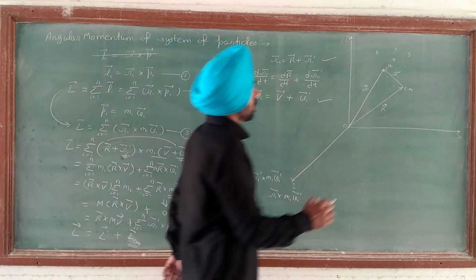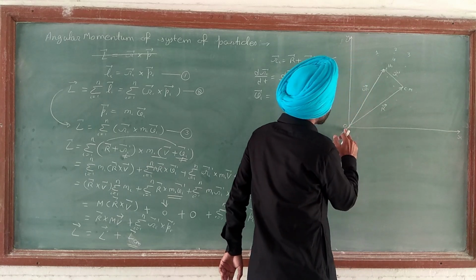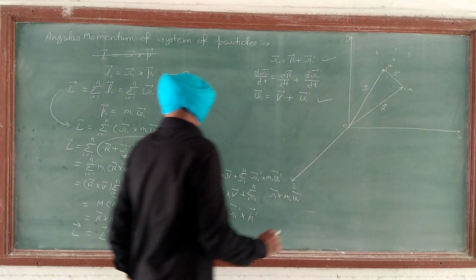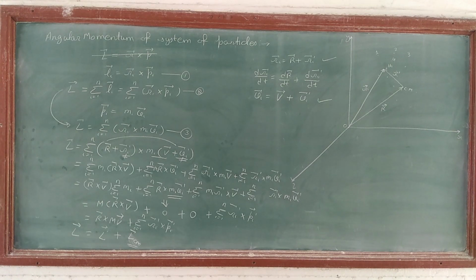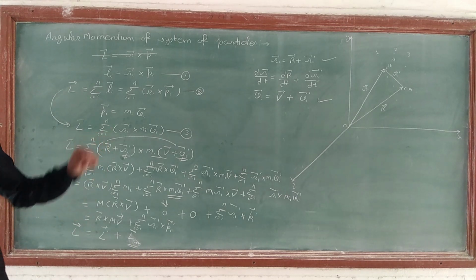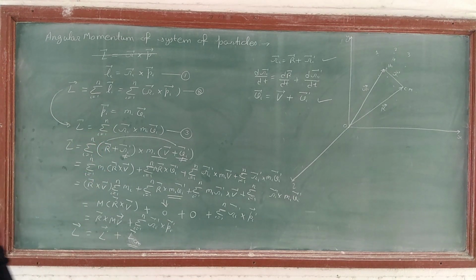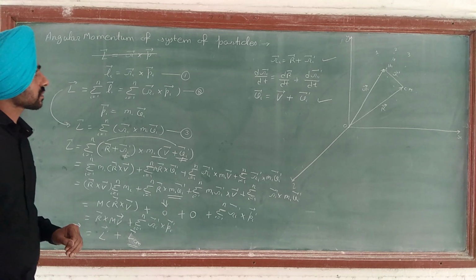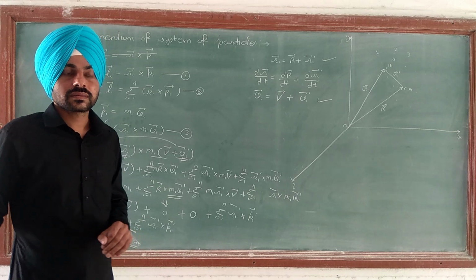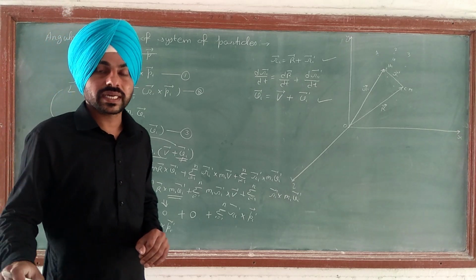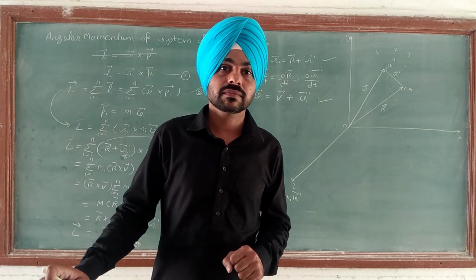If the center of mass lies at origin O, then this R is 0, then this term is 0. But if the center of mass is at rest, then vector L becomes independent of origin O. So this was about the angular momentum of an n particle system. In the next lecture, we will discuss the kinetic energy of an n particle system.